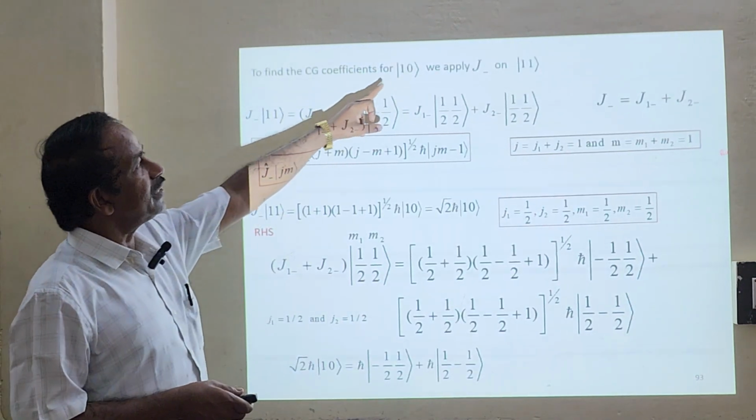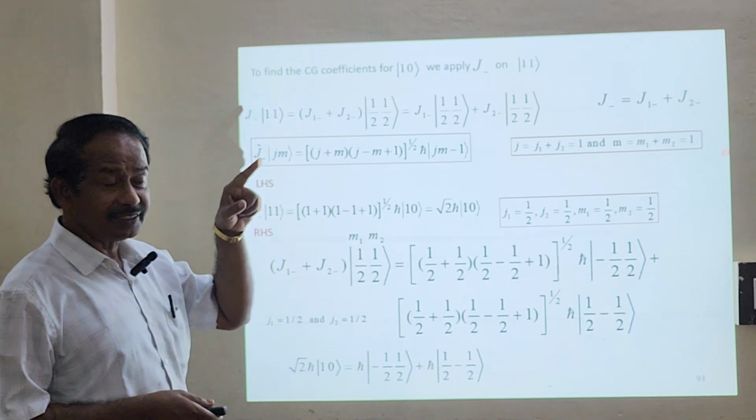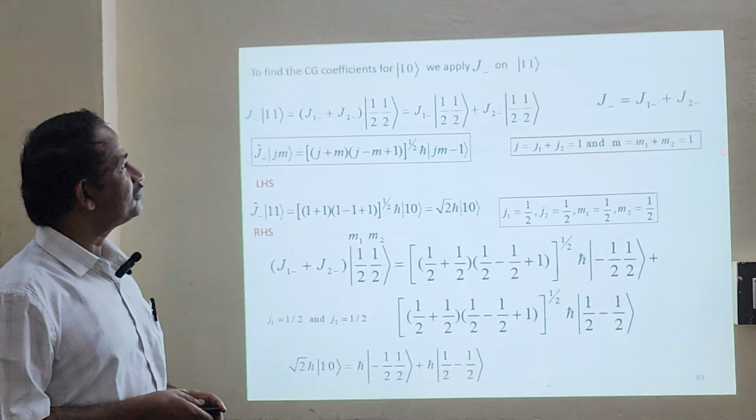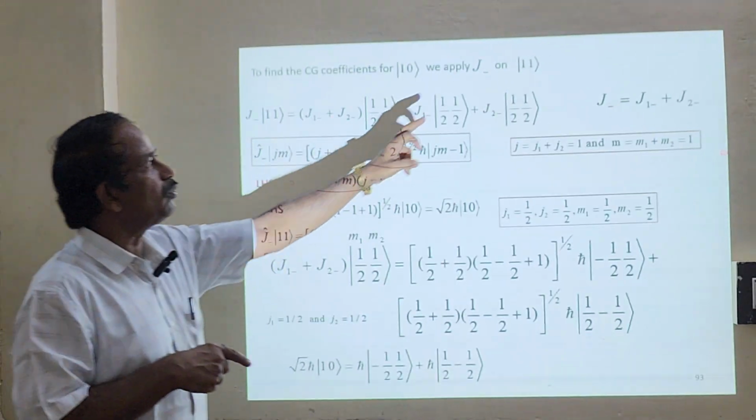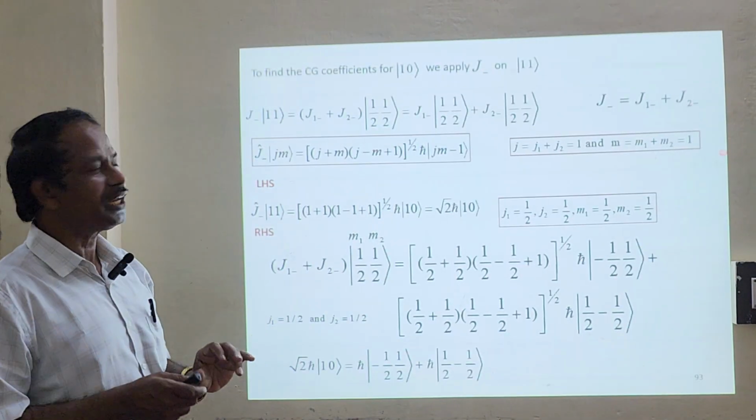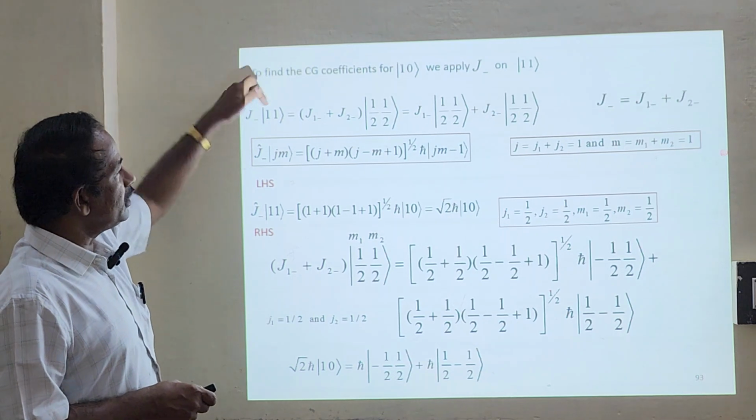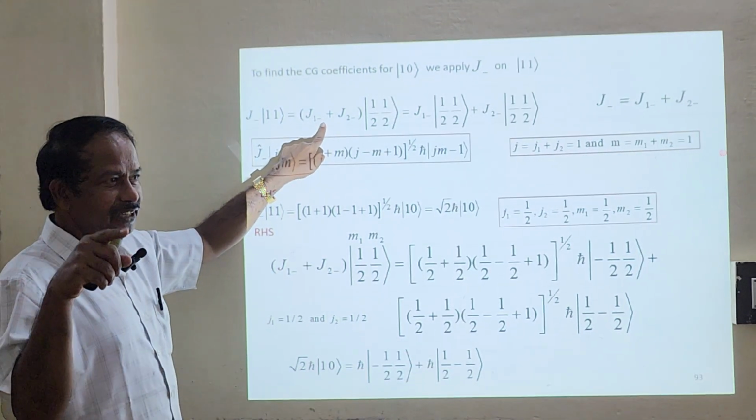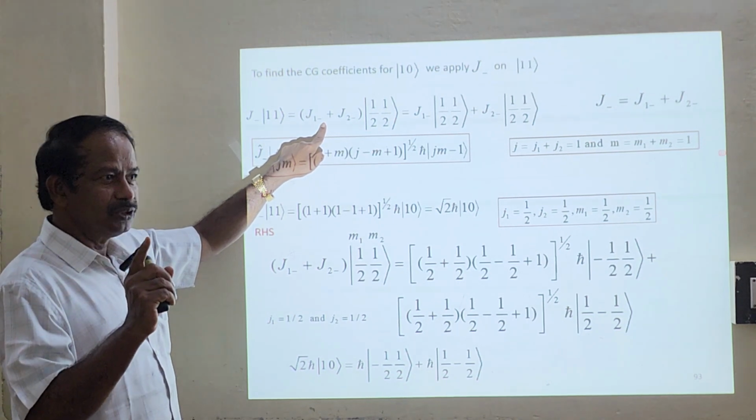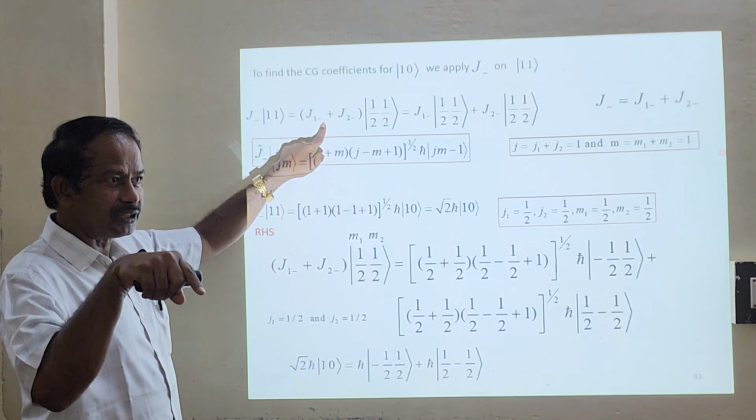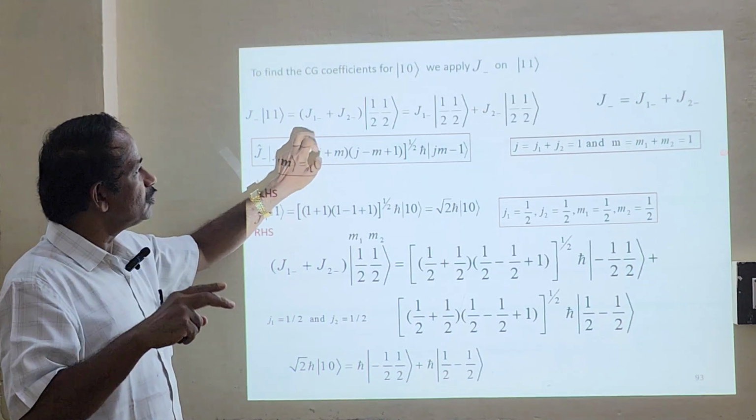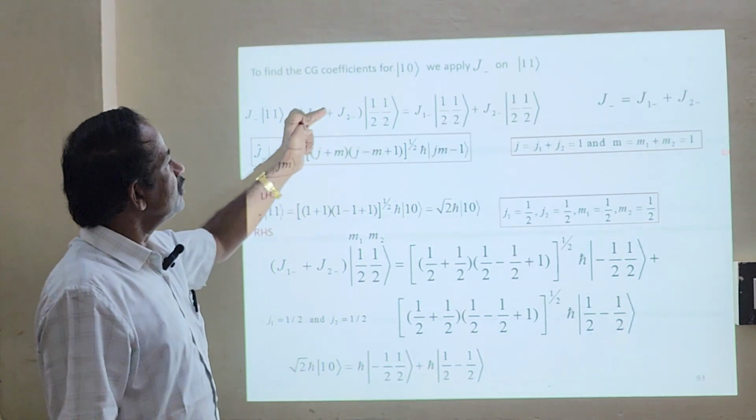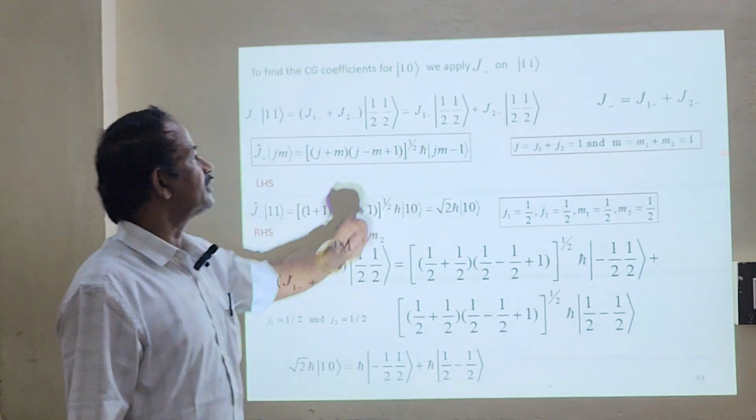Now we will go for the next one, 1, 0. As I said, we are going to use the lowering operator on 1, 1. If you use the lowering operator on 1, 1, you will get 1, 0. Simple idea. So J minus on 1, 1 will give you, instead of J you can write J1 minus plus J2 minus. There are two charged particles, the electron and the proton, and we will have to add these two. So J1 minus plus J2 minus acts on 1/2, 1/2, and multiplying these gives you the individual states.